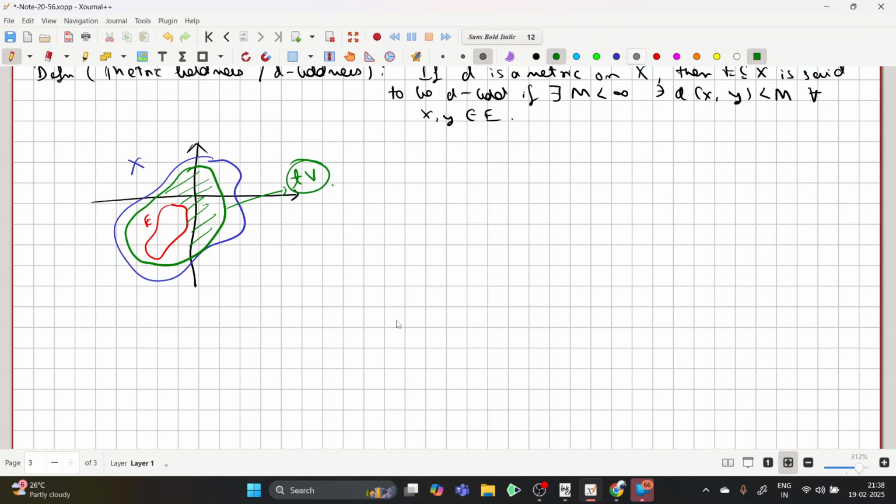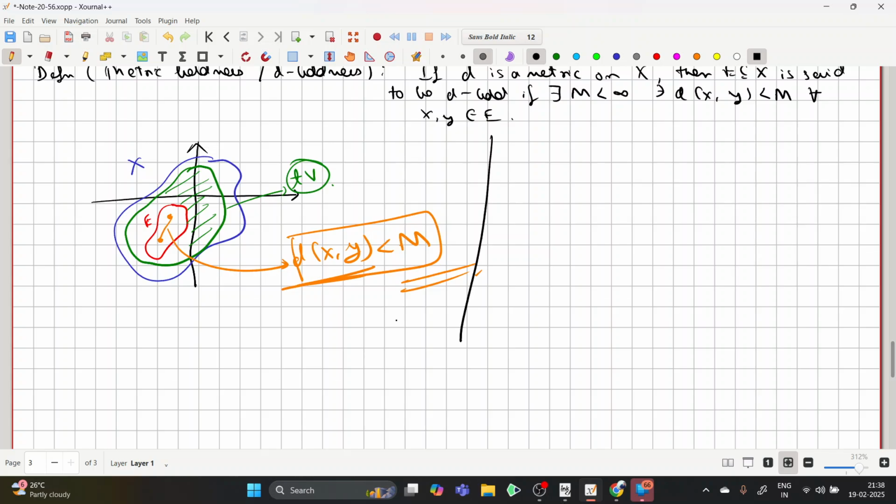And for our notion of d-bounded, if I choose any two points from inside, then the distance d(x,y) between them should always be less than some fixed positive number.